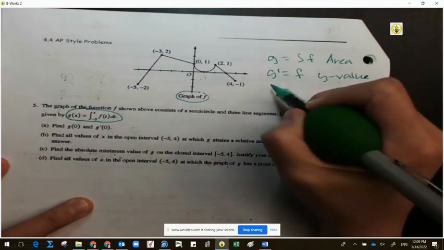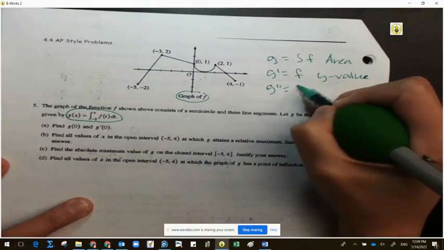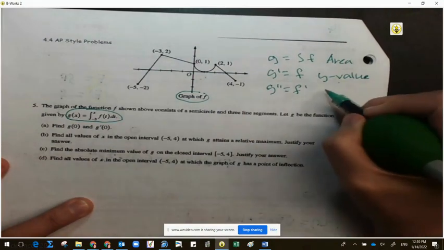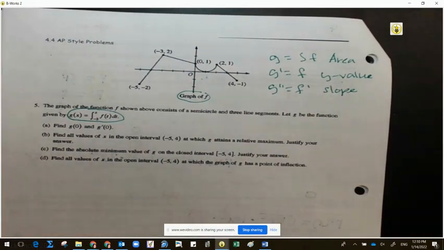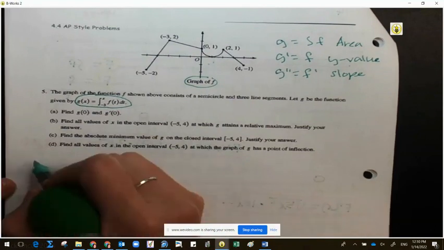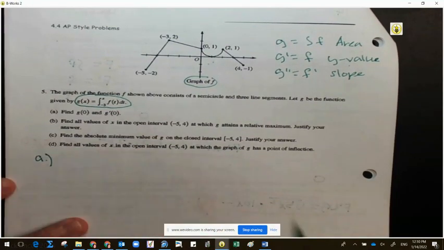And if I take the double derivative of g, that's going to be f prime, and that is our slope. So the y value and the slope is going back to unit 1. That's nothing new on that one. So let's go on to part A, on the bottom right here.